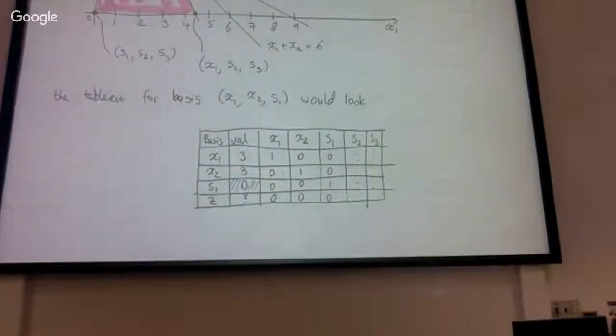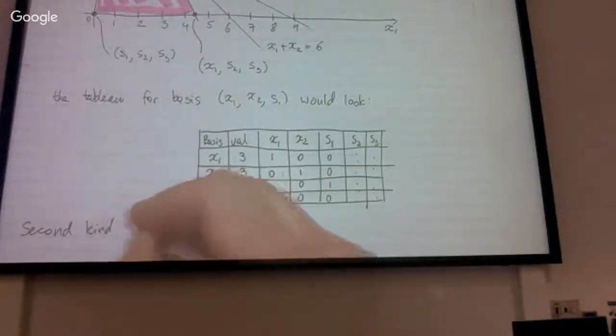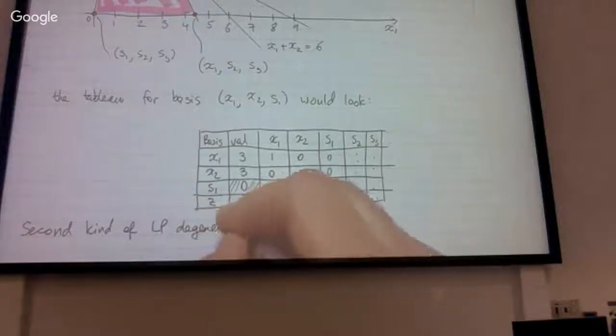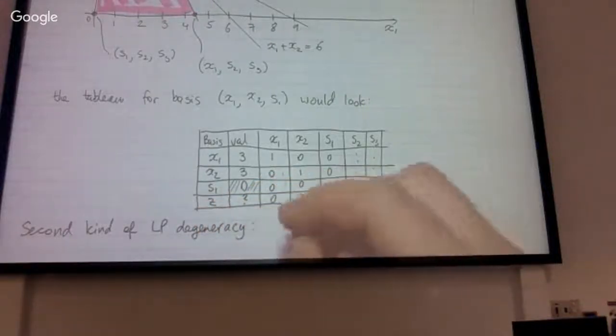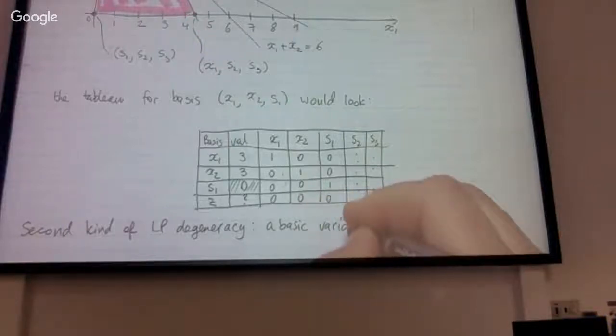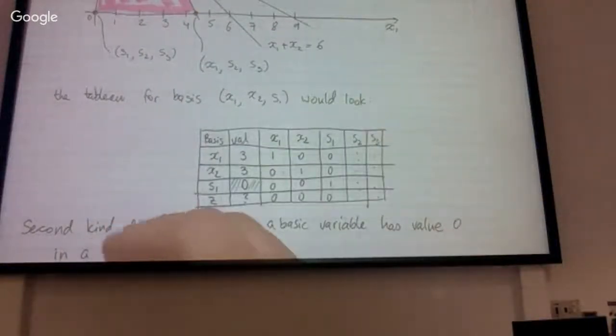Okay, so the second kind of LP degeneracy is that a basic variable has value 0 in a basic feasible solution.